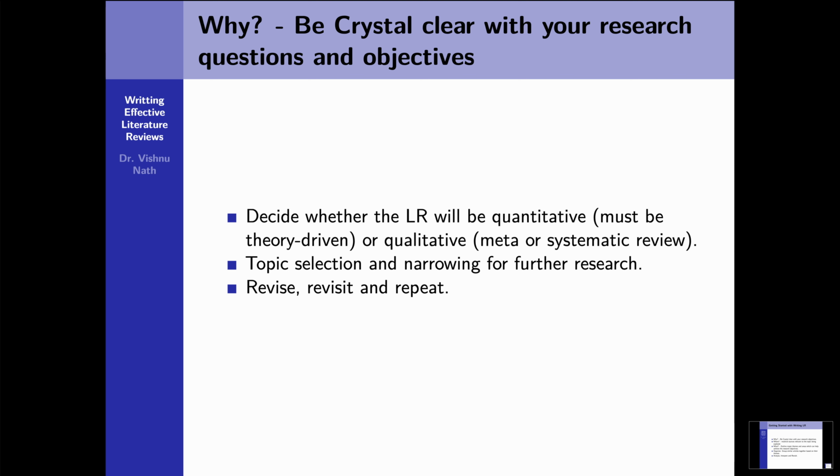Because when we start our research journey, we think that we will be able to do X number of things in these 4 or 5 years. But as we read more and more in the literature, and we devise our own methodology for our research, we come to the realization that it is not possible to do all of the things. So we have to be very specific, do small things, but do them excellently. And this is where literature review is very, very imperative for topic selection and narrowing for further research.